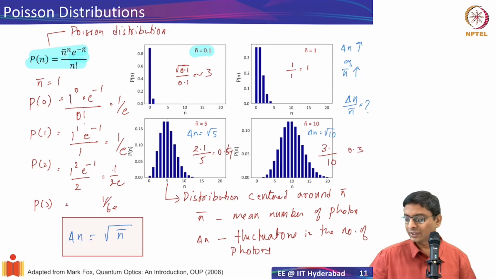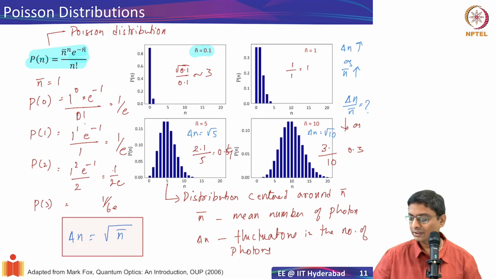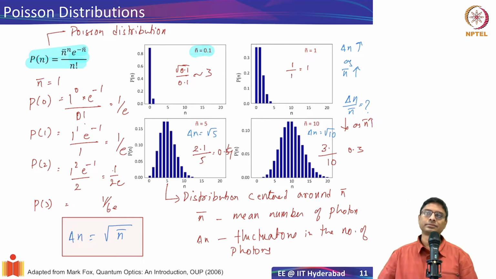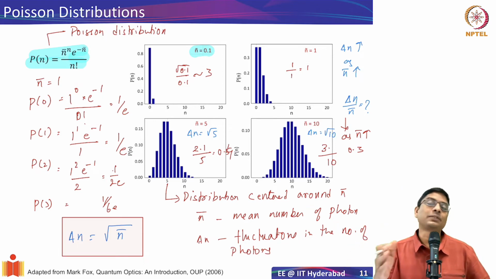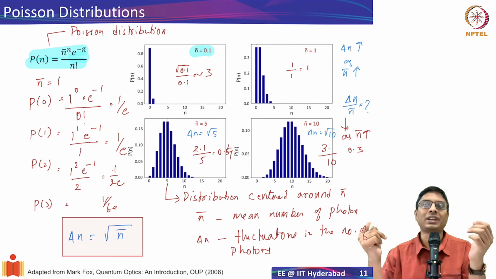So what you are seeing is that the relative fluctuation, delta n by n bar, reduces as n bar increases. The distribution is sharper and more well defined. The fluctuations are less; relative fluctuations are less.